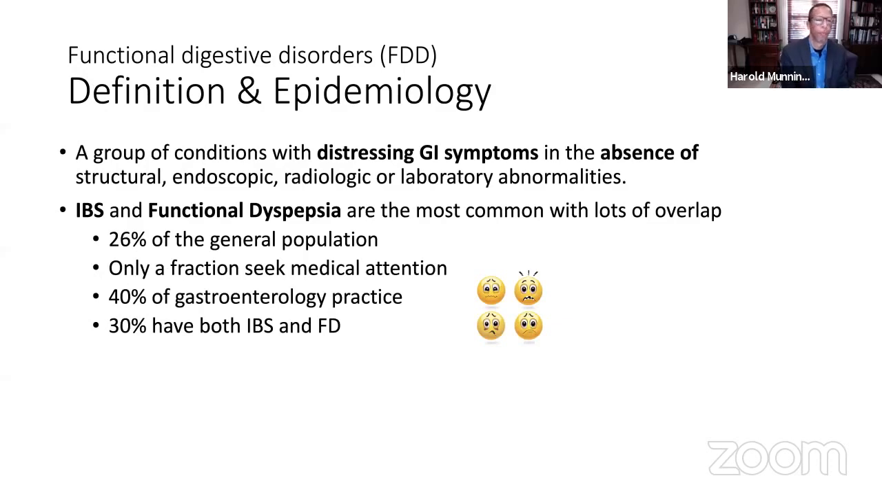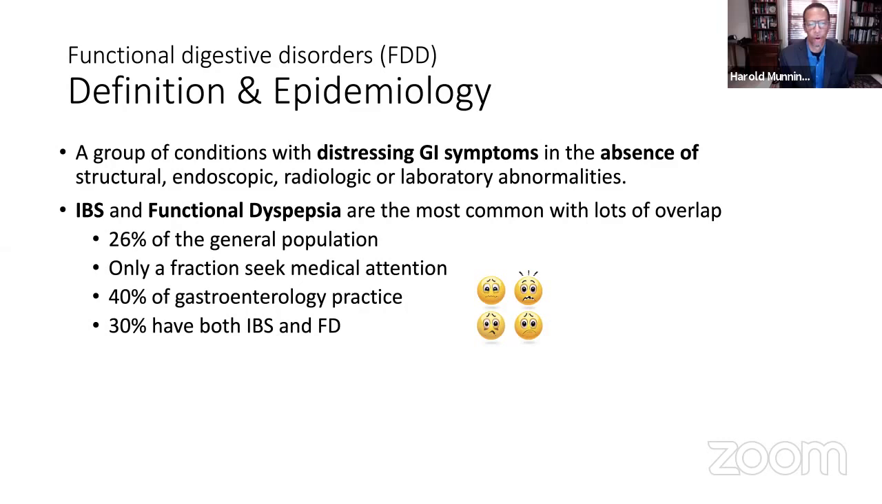So what is functional dyspepsia? Functional dyspepsia is one of the digestive disorders that causes distressing gastrointestinal symptoms in the absence of disease that we can pick up by physical exam, endoscopy, radiology, clinical lab studies, all normal.